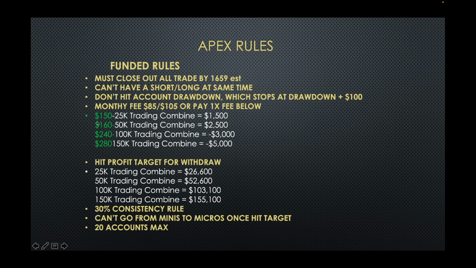Or you can choose to pay a one-time fee, and that's all you pay. And it goes up with the account. So for example, 25K account, you pay $150 one time. That's it. 50K, it's $160 one time. And as you can see, as the price goes up, your one-time fee will go up.